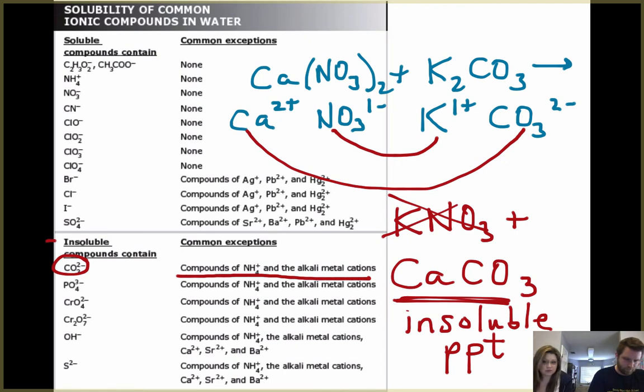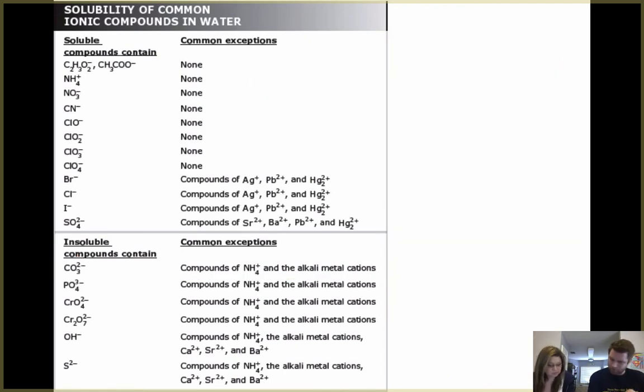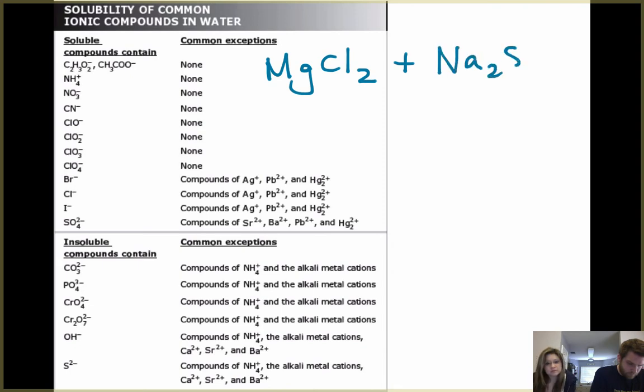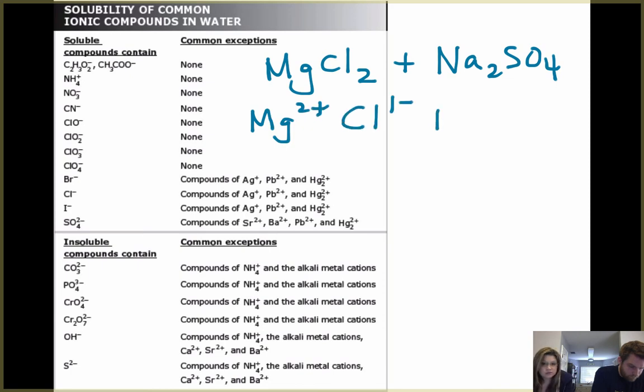So let's try another one. Let's do magnesium chloride and sodium sulfate. Let's break our compounds up. We have magnesium +2, chloride -1, sodium +1, sulfate -2.